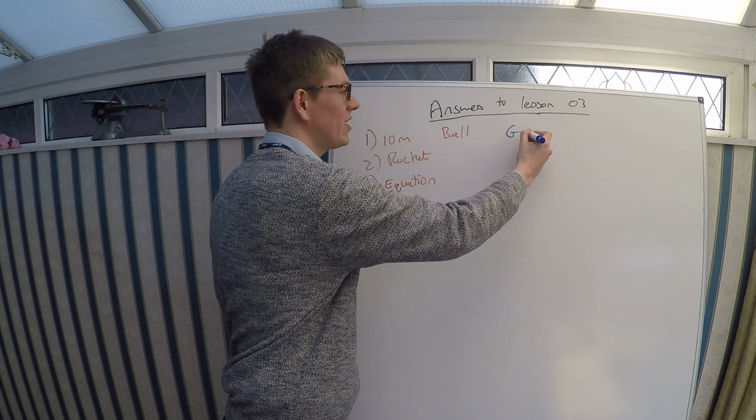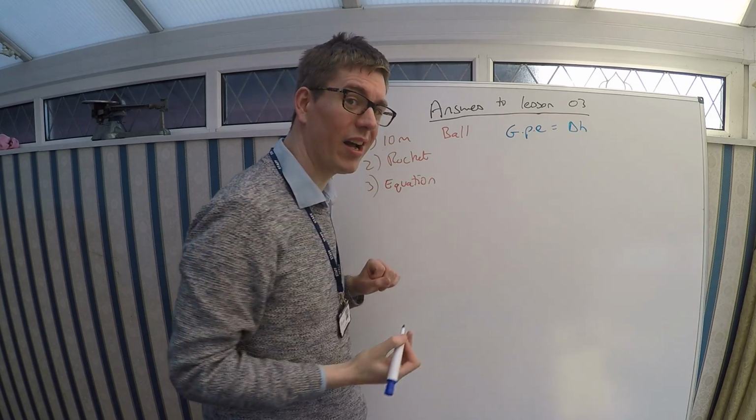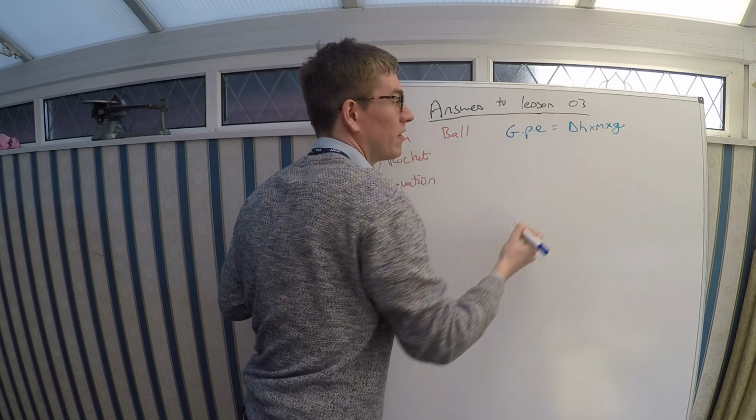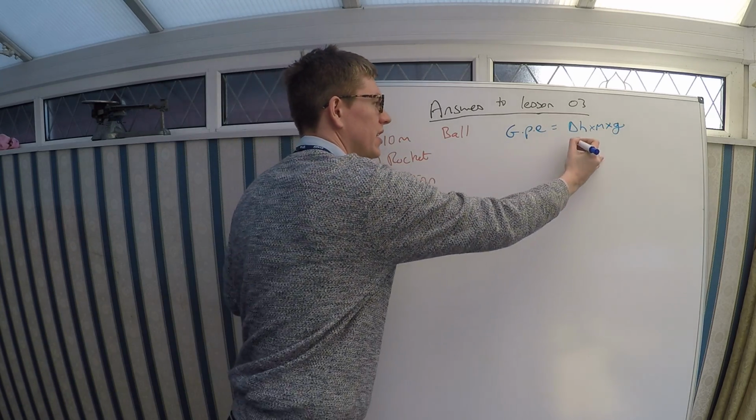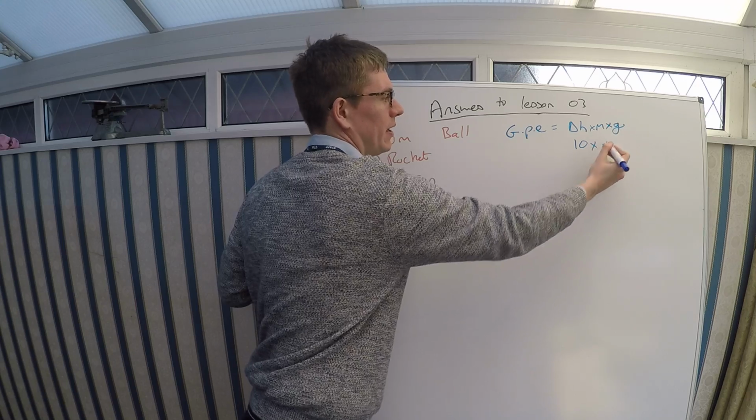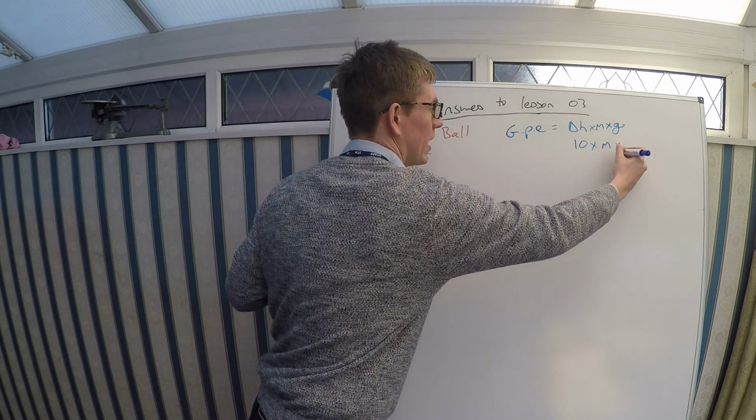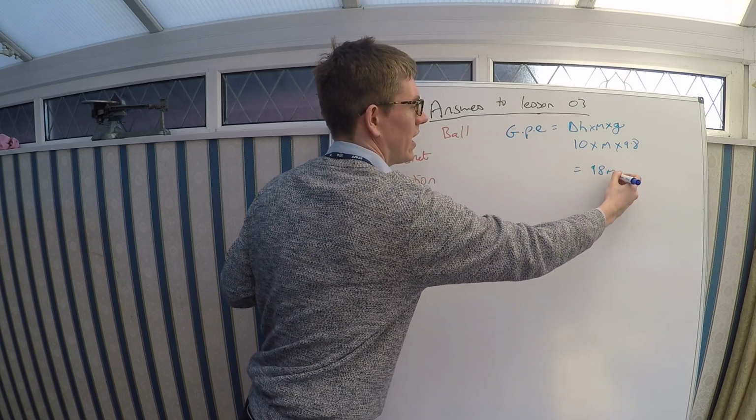We know our gravitational potential energy is going to be equal to the change in height times the mass times the gravitational field strength. Change in height, it's falling 10 metres, that's easy. 10, mass we don't know, so we'll leave that as an M. Gravitational field strength, we're on Earth, so it's 9.8. That gives us 98 M.